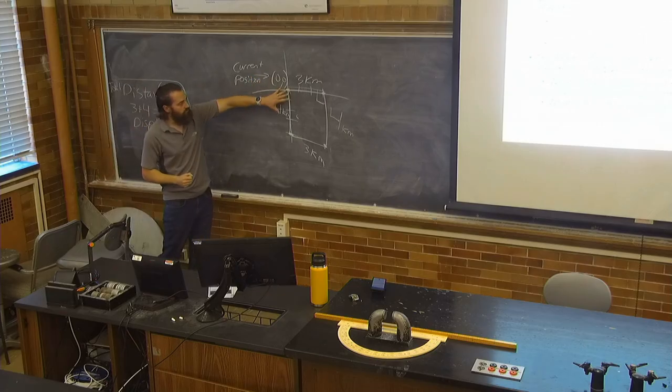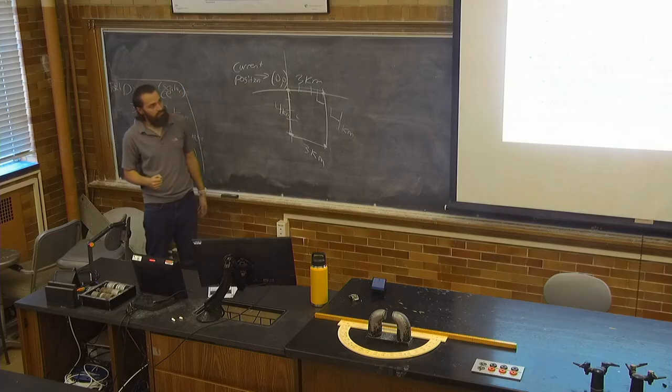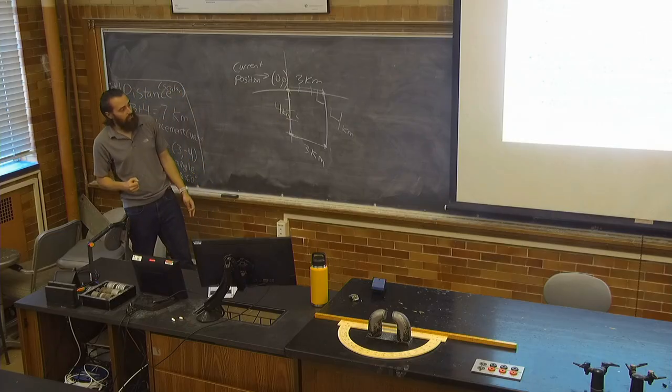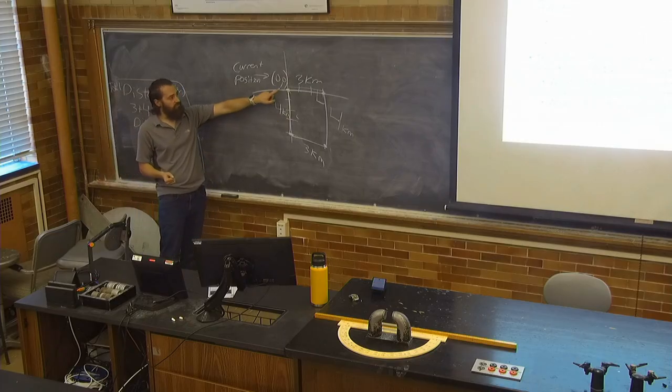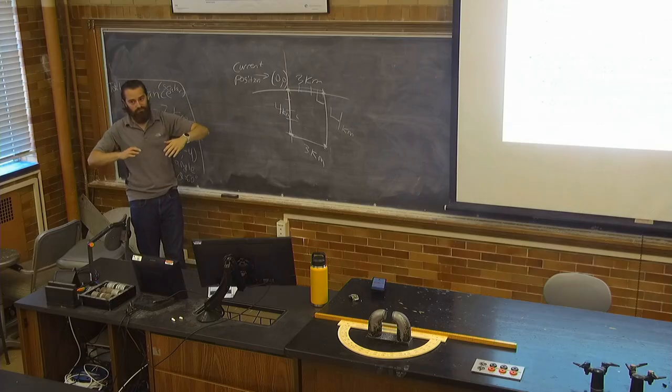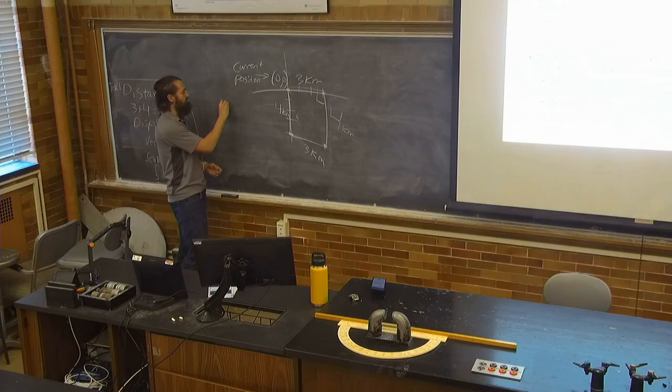Because using those coordinates, you can figure out where they are in space. How far are they from where they started? Well, they started at 0, 0, and they ended up at 0, 0. So they're 0 kilometers from where they started.